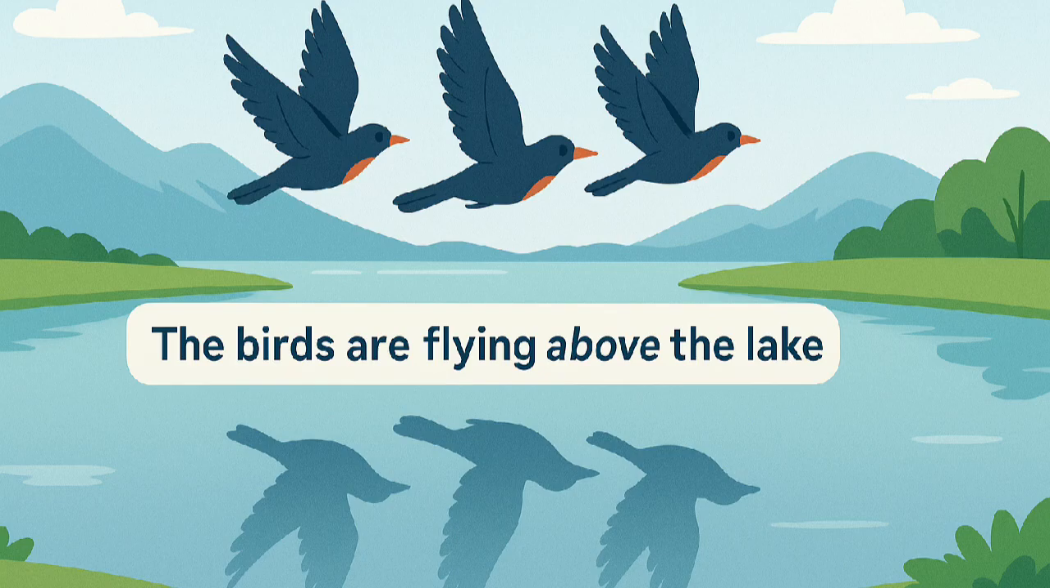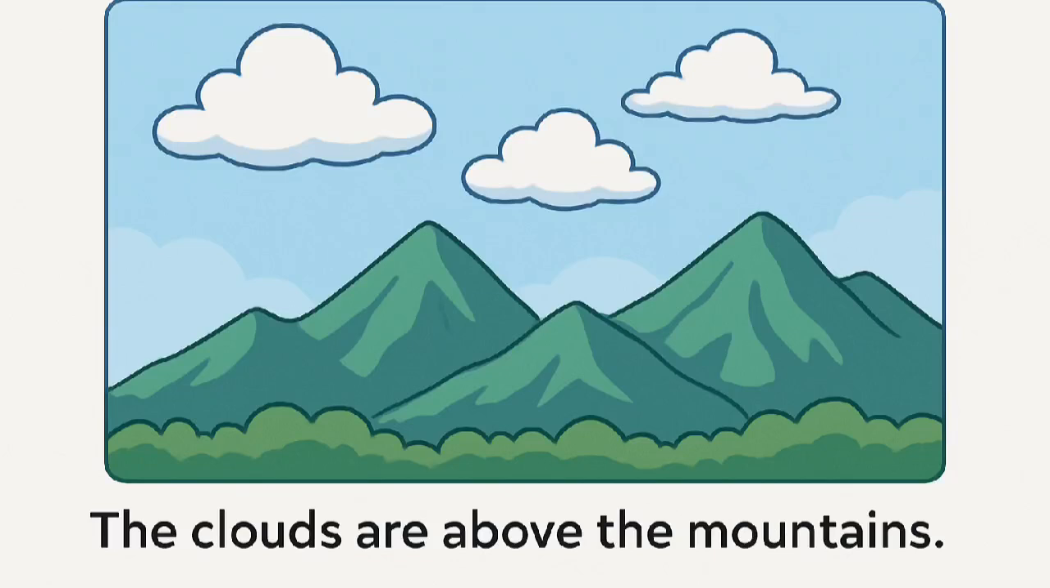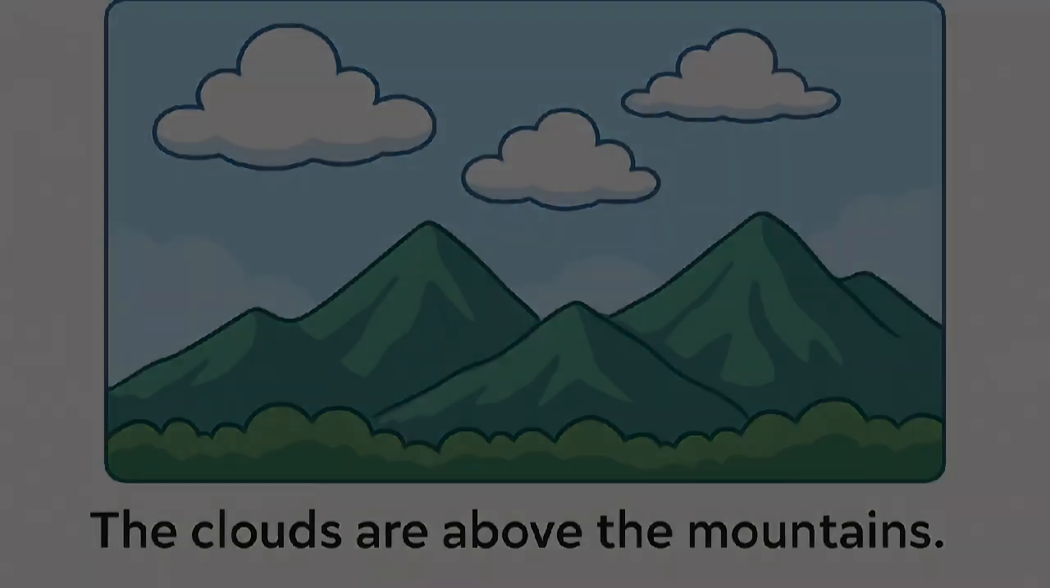In nature, you might say, the birds are flying above the lake. This means the birds are in the air at a higher level than the water. We can also use above when talking about weather or sky. For example, the clouds are above the mountains, meaning the clouds are higher in the sky.